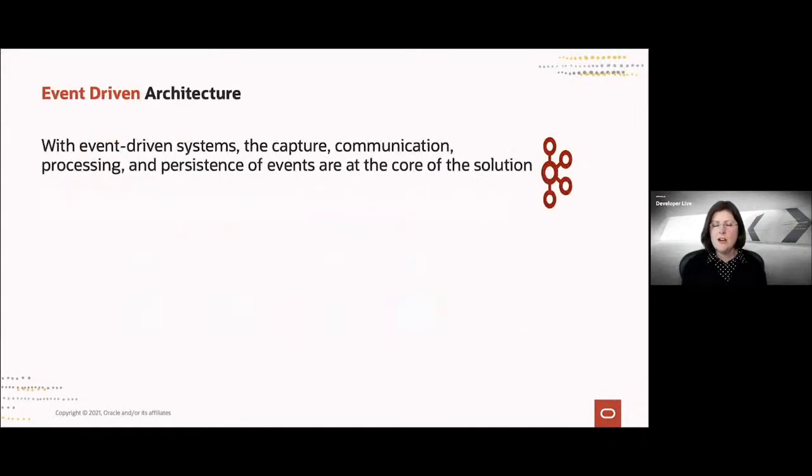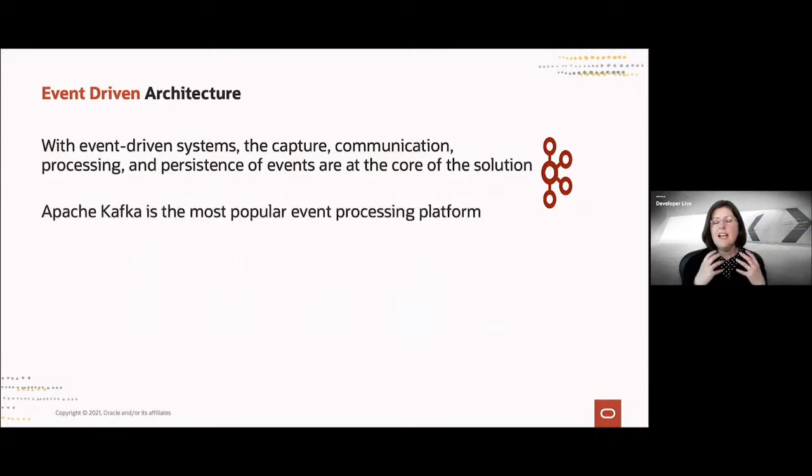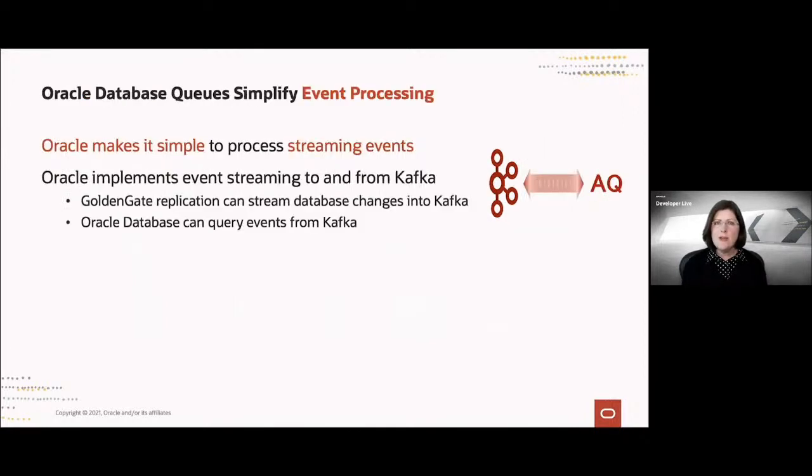Now, another popular architecture for new app development, of course, is event-driven architectures, one where we capture, communicate, process, and persist events. And of course, the platform that most people think of when they think of event processing is Apache Kafka. Oracle Database makes it incredibly simple for you to do event processing inside the database because we can stream events to and from Kafka. So you can use our GoldenGate replication to stream database changes into Kafka, and you can query Kafka queues directly from the Oracle database.